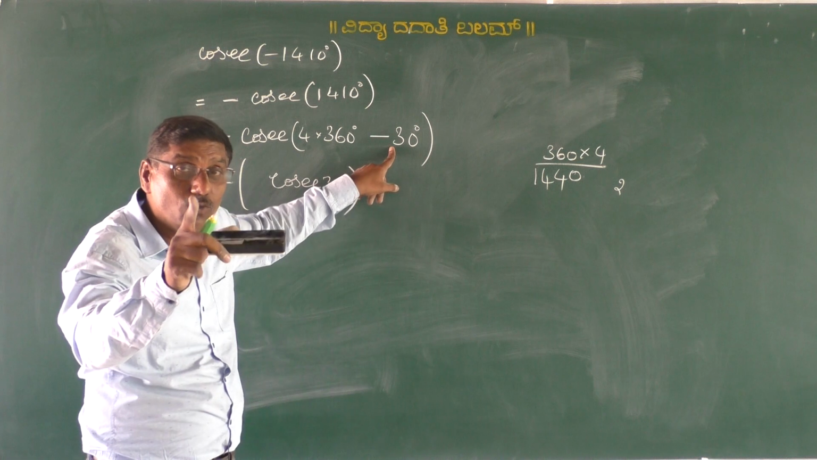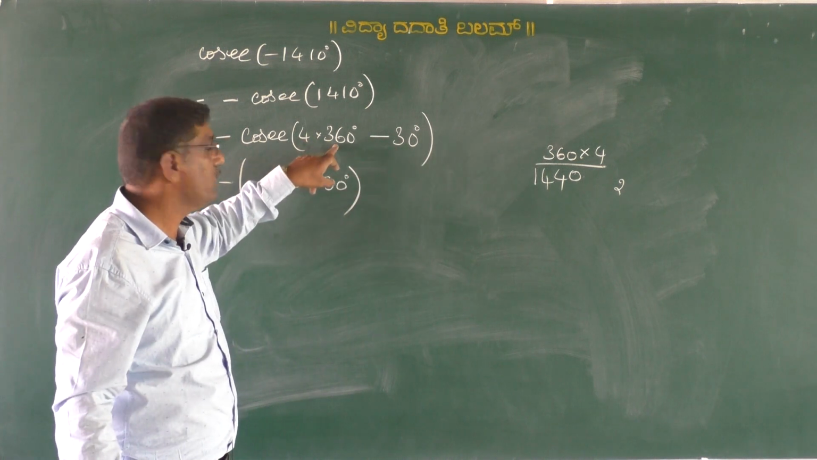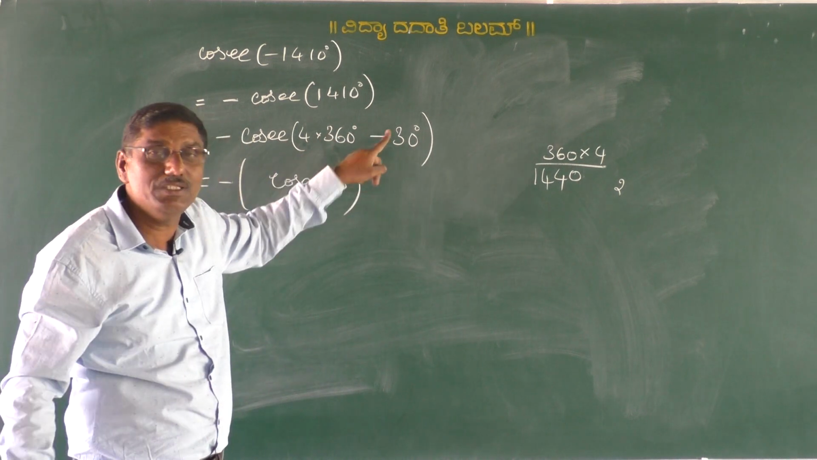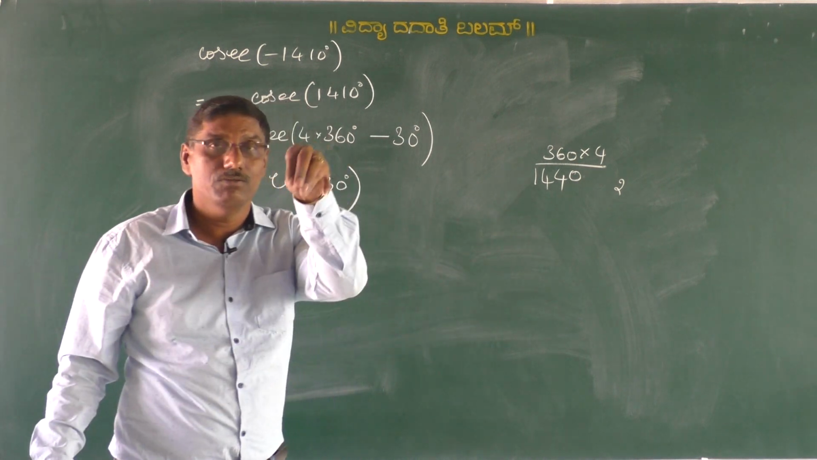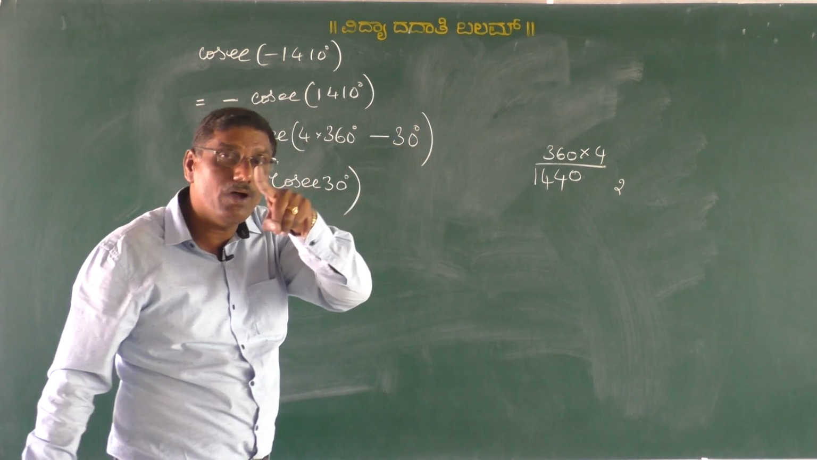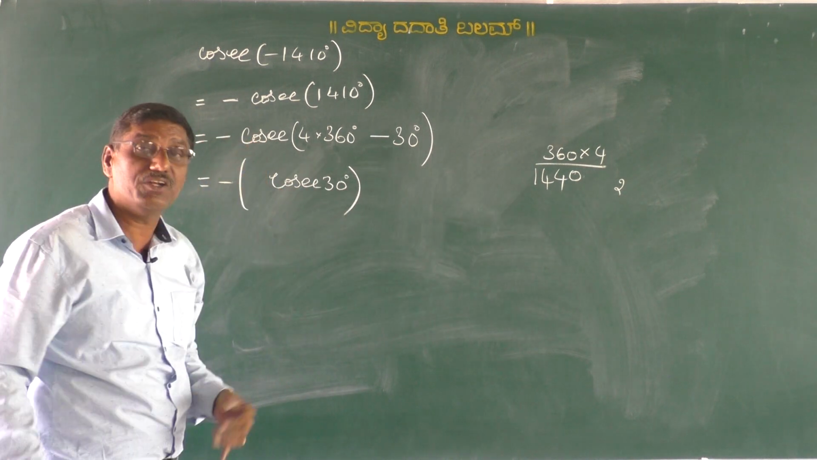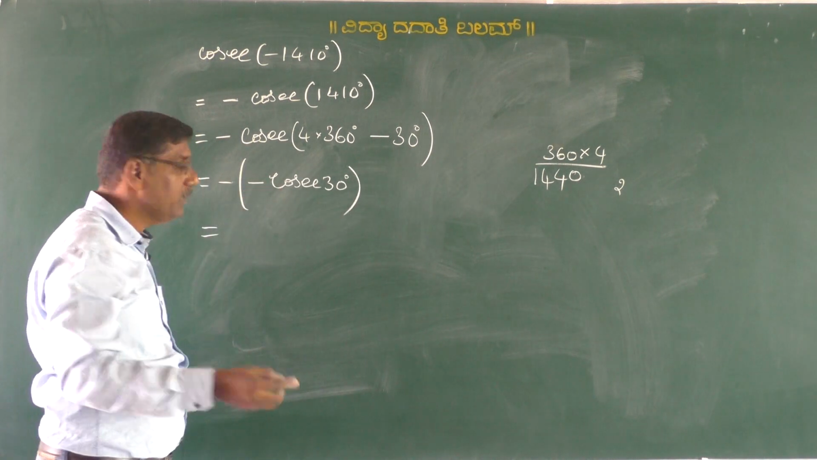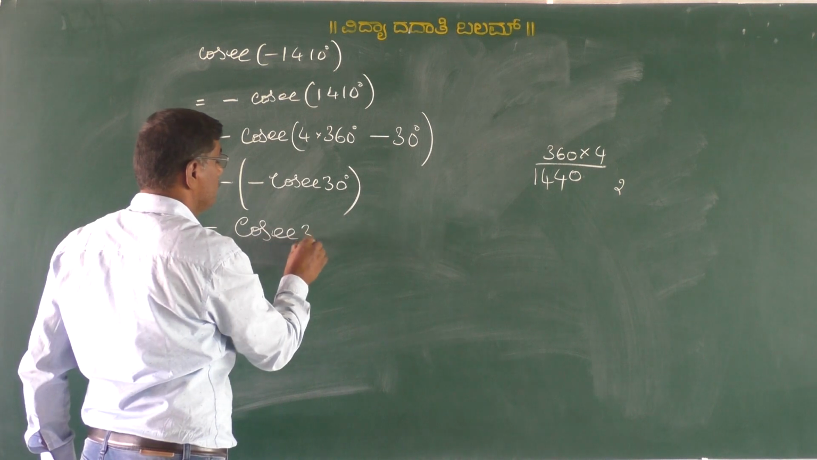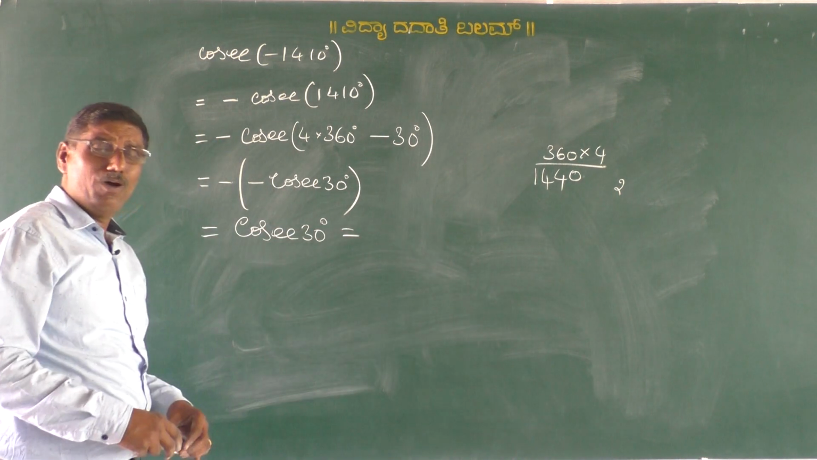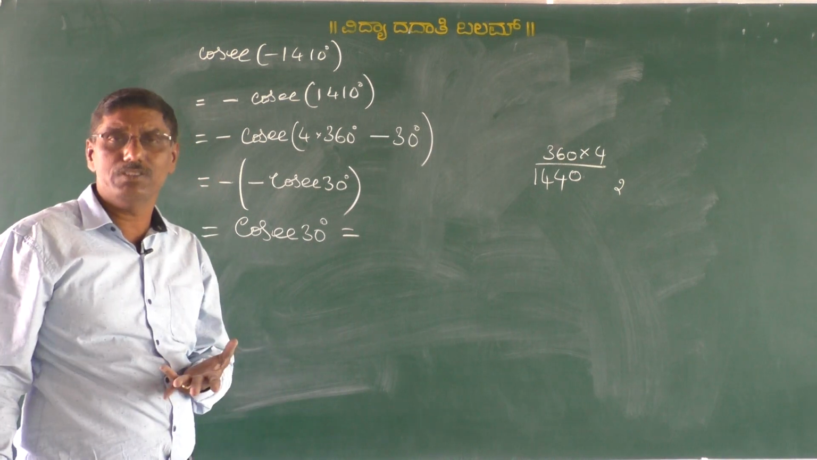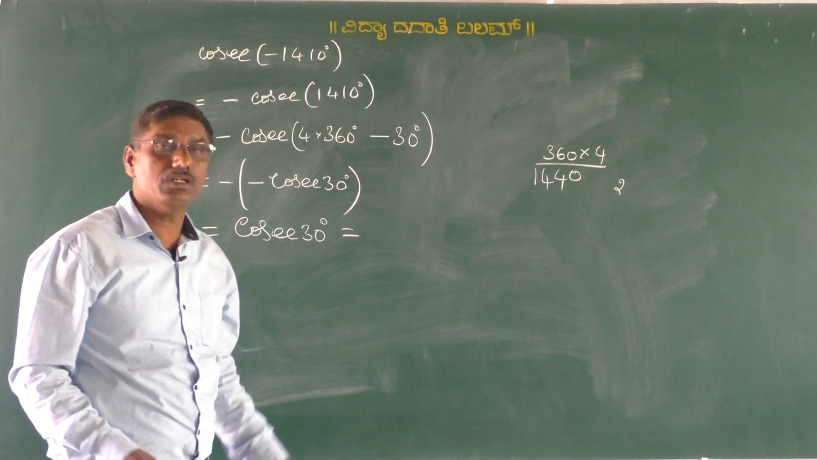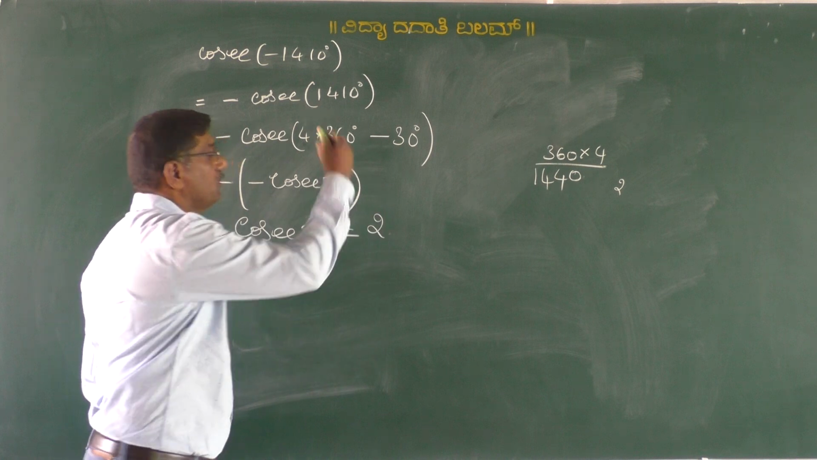What about the quadrant? This becomes in fourth quadrant. How, sir? 4 into 360 means 4 complete revolutions, but minus sign is there. Minus 30 becomes in which quadrant, my dear students? Fourth quadrant. In fourth quadrant, what about cosecant? Cosecant is negative, isn't it? Minus into minus, plus, that is the cosecant 30. We know the value of cosecant 30, that is the reciprocal of sine, isn't it? Sine 30 is 1 by 2, then the cosecant 30 is 2. This is the result of this one.